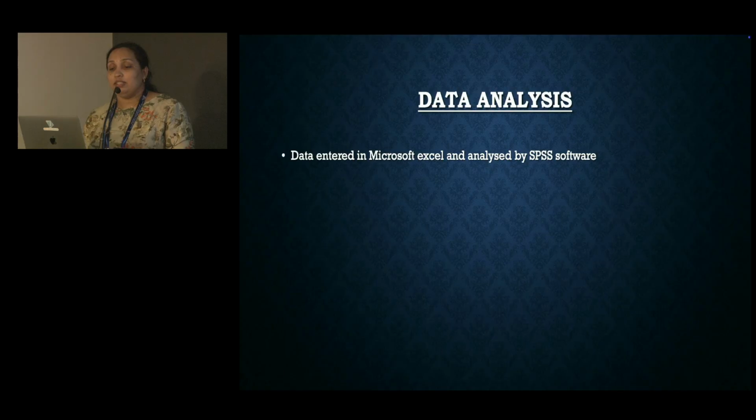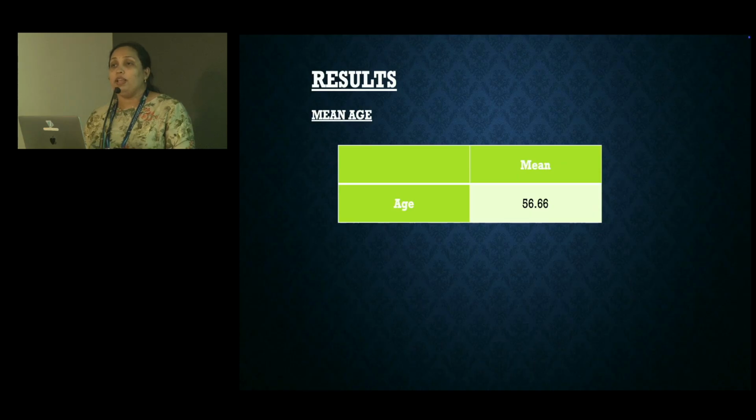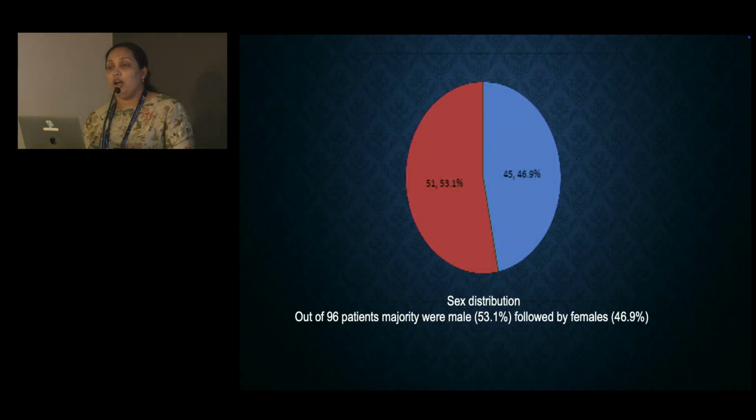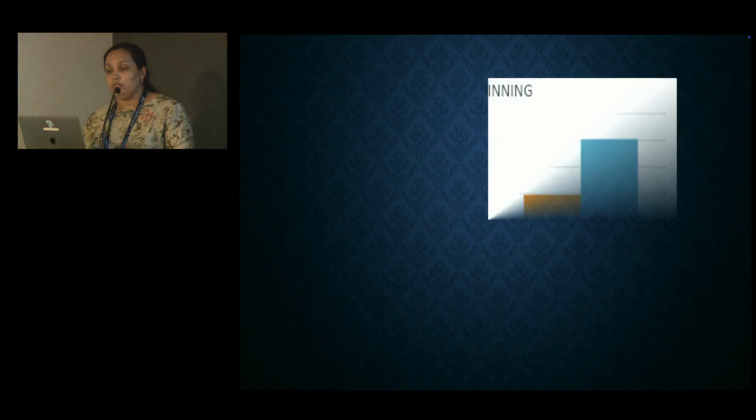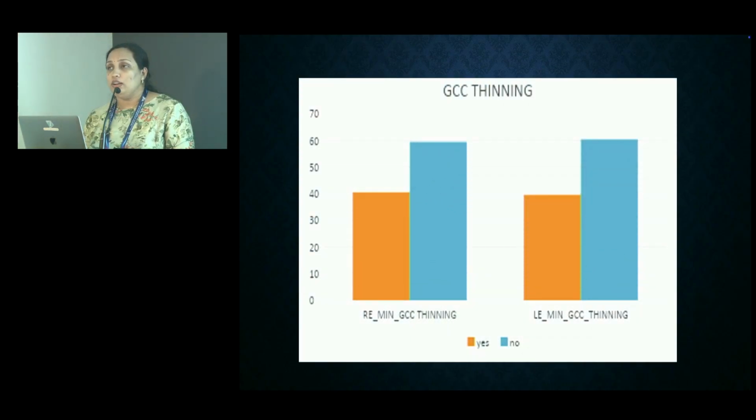The data analysis: data were entered in Microsoft Excel and analyzed by SPSS software. The mean age of the study was 56 years, and for the sex distribution, out of 96 patients, the majority were male, followed by females at around 46%. For GCC thinning, in the right eye 39 patients showed GCC thinning and in the left eye 38 patients showed GCC thinning. There was almost equal GCC thinning noted in the right and left eye.